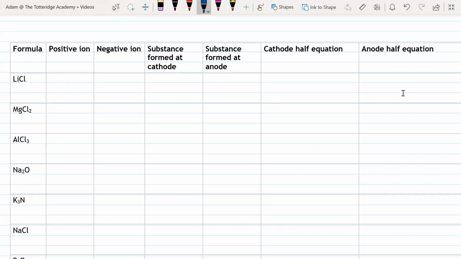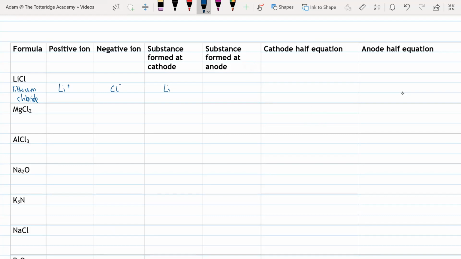So let's say I'm starting with lithium chloride, LiCl. I'm just going to write its name down as well. So lithium chloride. Now the positive ion involved here is, of course, Li plus. If Li plus is the positive ion, what I'd like you to do is tell me what the negative ion is on 3. 1, 2, 3. Hoping you said Cl minus. Now the substance formed at the cathode. Remember that the cathode is the negative one. Remember that the metal is always formed there. So I'm going to get lithium just like that.